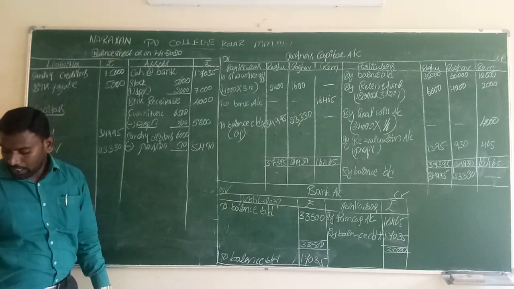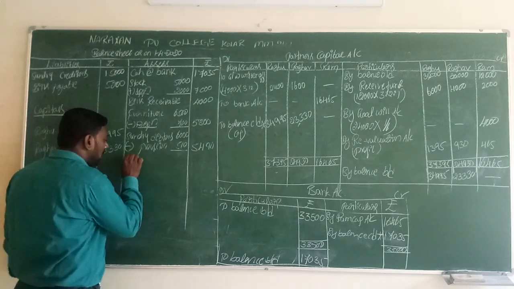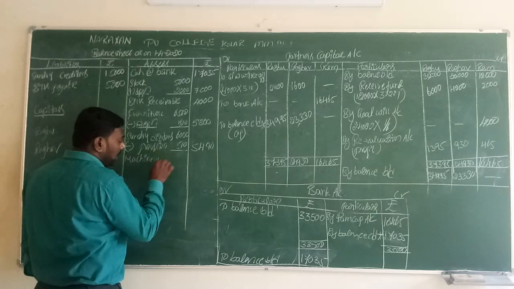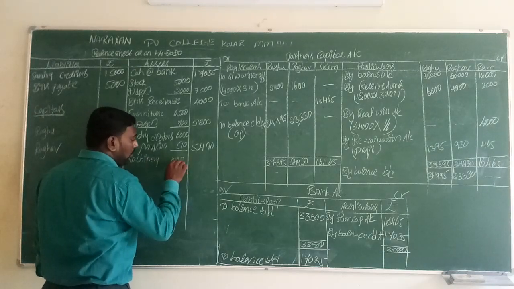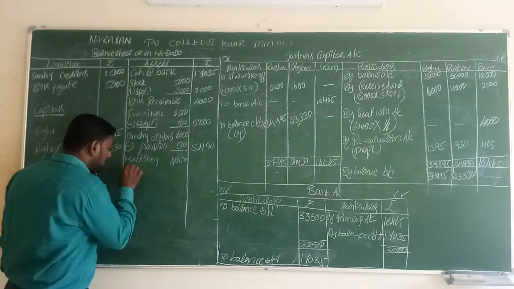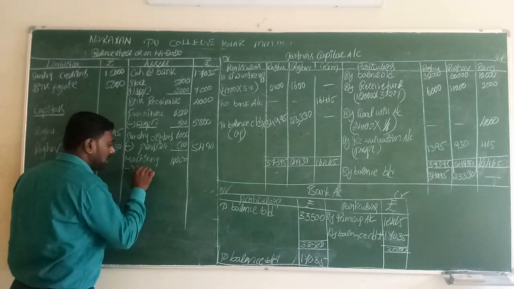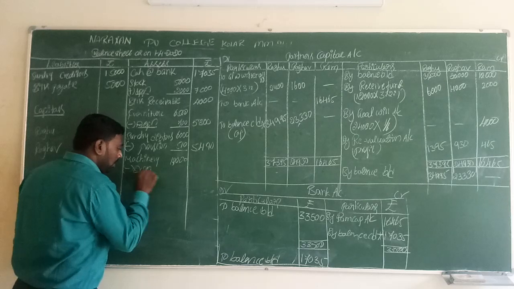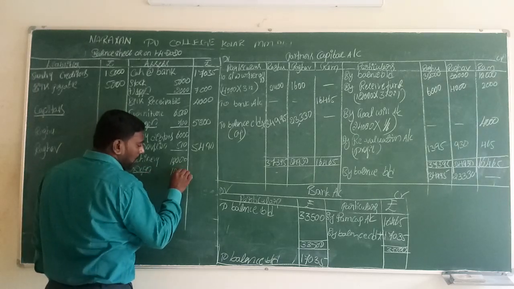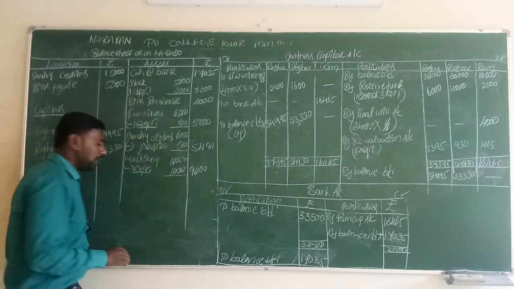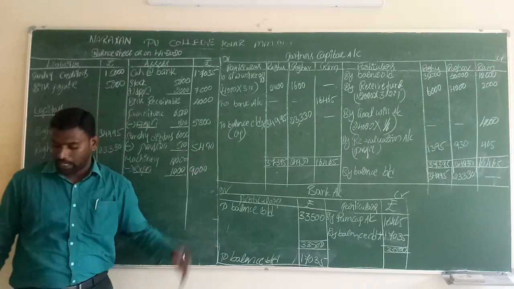Next come to another asset, that is machinery. The value of machinery is 10,000. For this there is an adjustment. The value of machinery also reduces. You will write depreciation. The value of depreciation is 1,000. 10 minus 1, you will get 9,000 rupees, the present value of machinery after Ram's retirement.